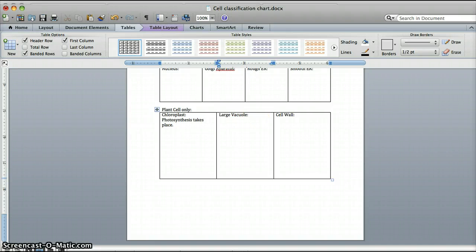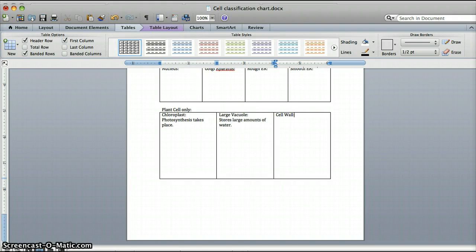Now, a large vacuole. If you remember, vacuole is where things are stored. If you think of the bag of a vacuum, that's where all the dust is stored. So a large vacuole stores large amounts of water. Now, what does a plant need to survive? It needs water. So in the large vacuole, that's where all the water is stored.